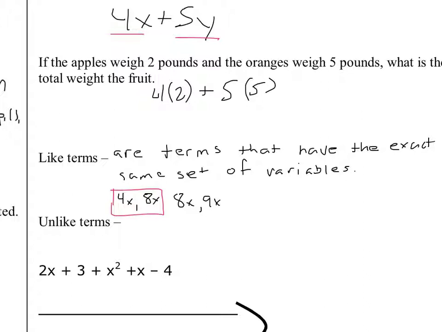I'm going to make things a little bit more interesting. Kip yes or Kip no? These are like terms, 9 and 4. Kip yes or Kip no? These are like terms. Yeah, absolutely. They have the same set of variables, which is no variables.